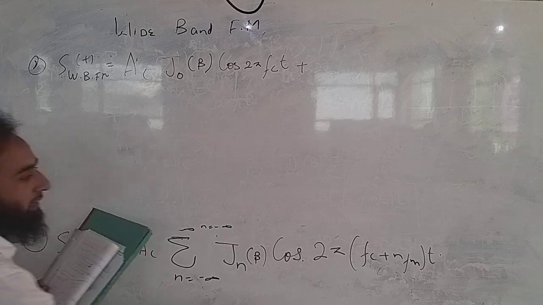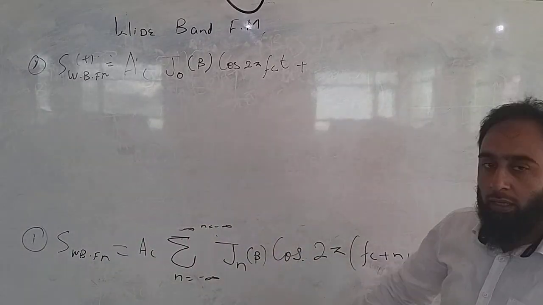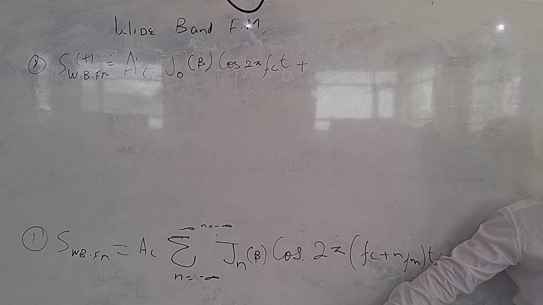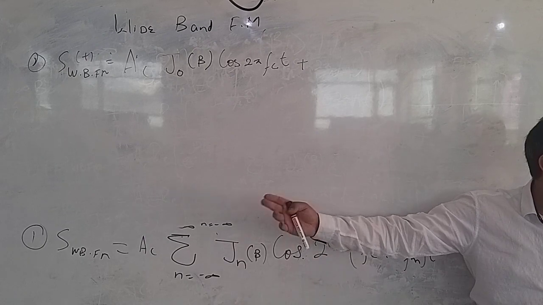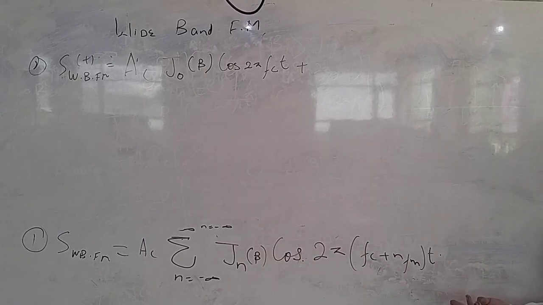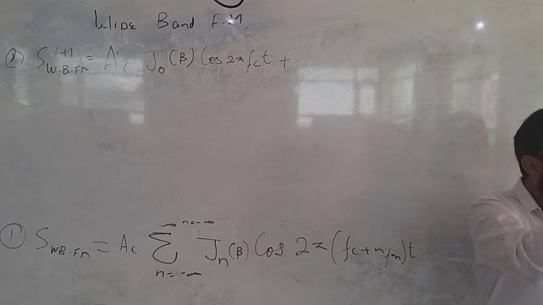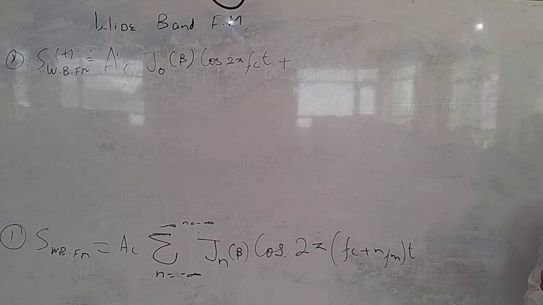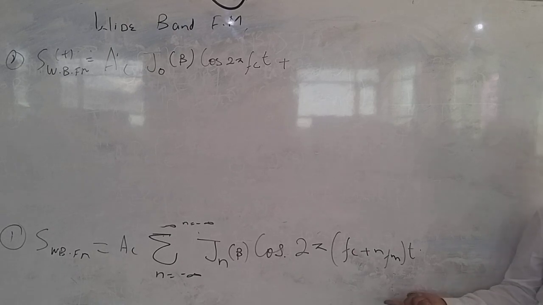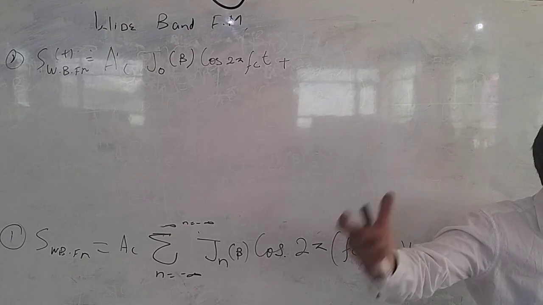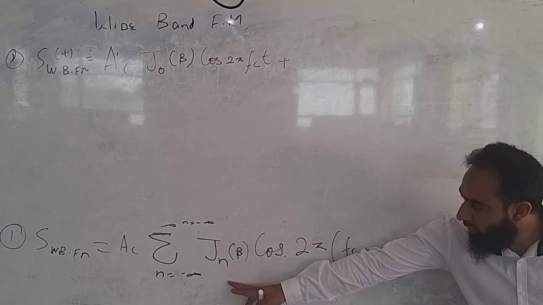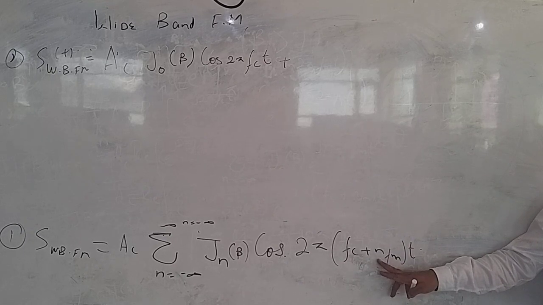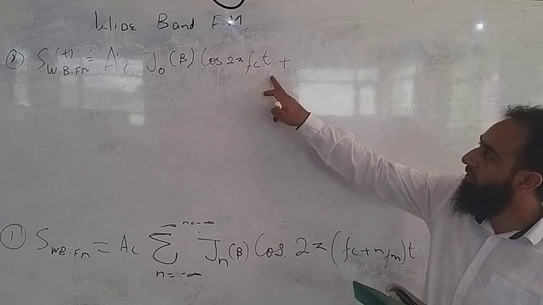So I repeat, I have taken this expression as a general expression. Now I have put values of n. We started with n equal to 0, then n equal to 1 and so on. So I have to get the expanded form of this expression, because once we get the expanded form, we will see different spectral components together. When we substitute n equal to 0, we get J0 of beta cos of 2 pi fc t, n is 0, fm will vanish, so 2 pi fc t is the only part.